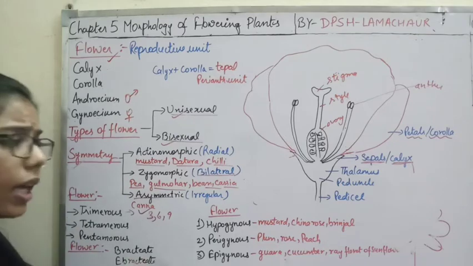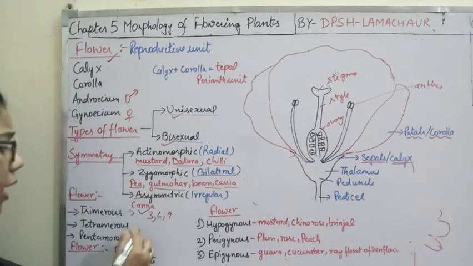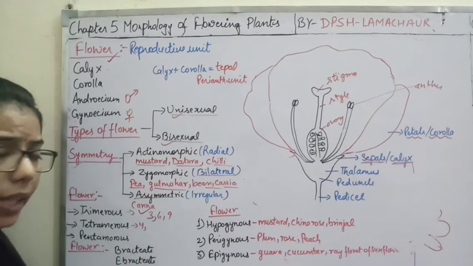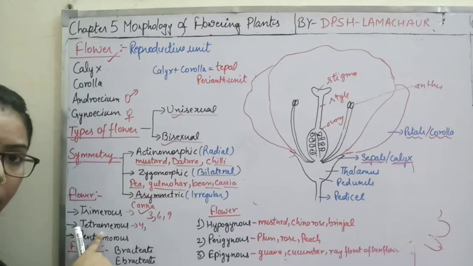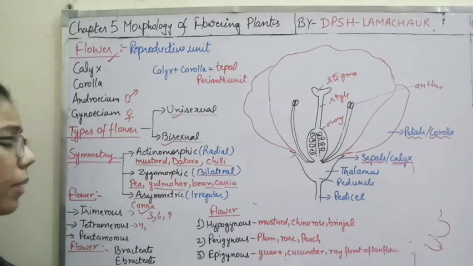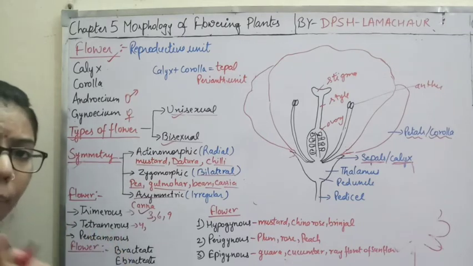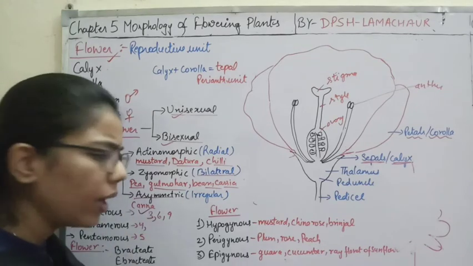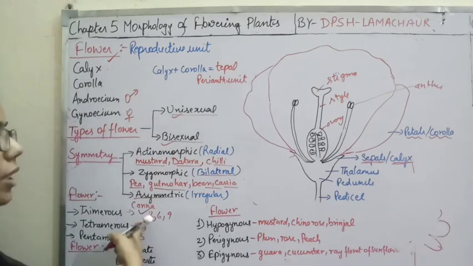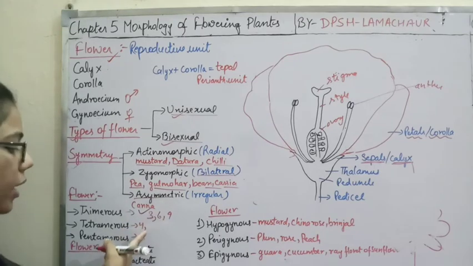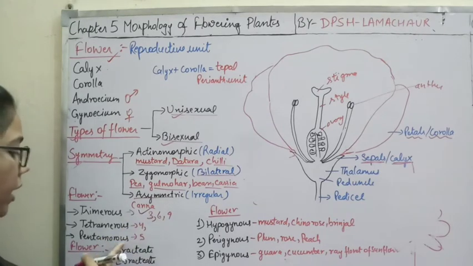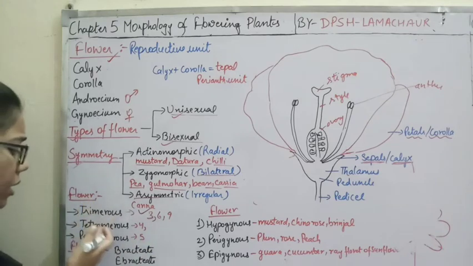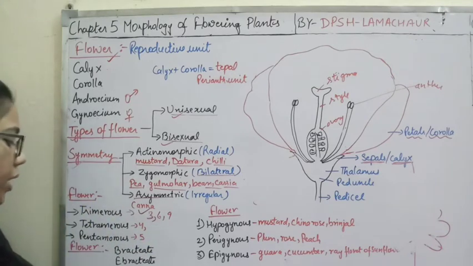And if the appendages present here are in the form of 4 or multiples of 4, such as 4, 8, we will call it tetramerous. And pentamerous is what? In which the appendages are present in 5 or multiples of 5. It may be 3 sepals or 6 or 9 here, sepals will be 4, 8 here, sepals will be 5 or 10 here. So like this, we have classified them into 3 types.